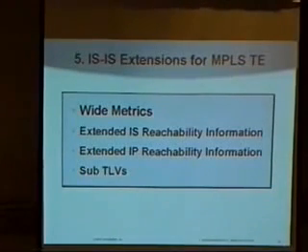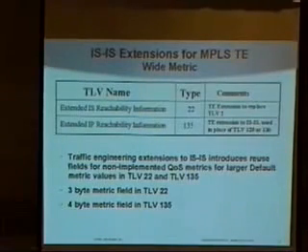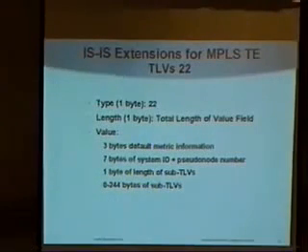And then there are also sub-TLVs that were introduced basically to carry MPLS resource information. And so here we see two significant introductions into ISIS. One is TLV 22 and the other is TLV 135. In TLV 22, the metric field has been increased to 3 bytes, and in TLV 135, which is the IP reachability TLV, the metric field has been increased to 4 bytes. And we'll look at the format here.